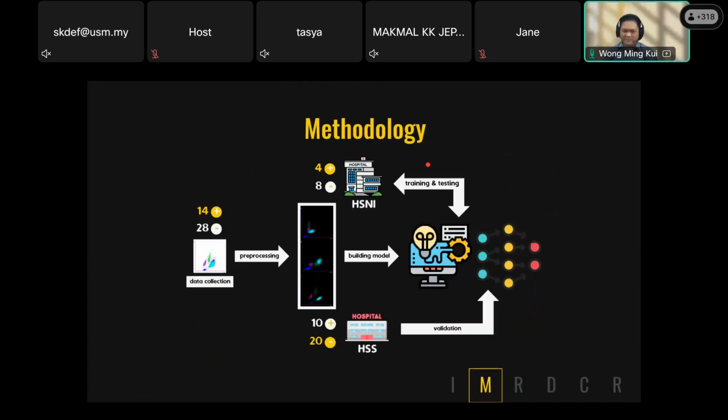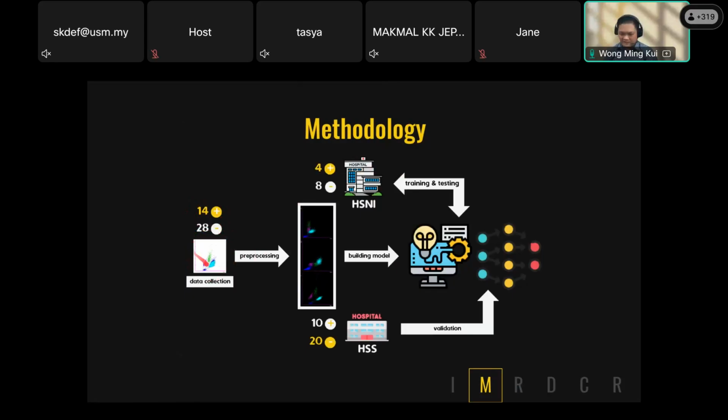I simplify the whole thing. I try to explain in detail each part of this research methodology here. So firstly, data collection. The data that we use is this FBC scattergram. Okay, I use only 14 positive FBC and 28 negative FBC.